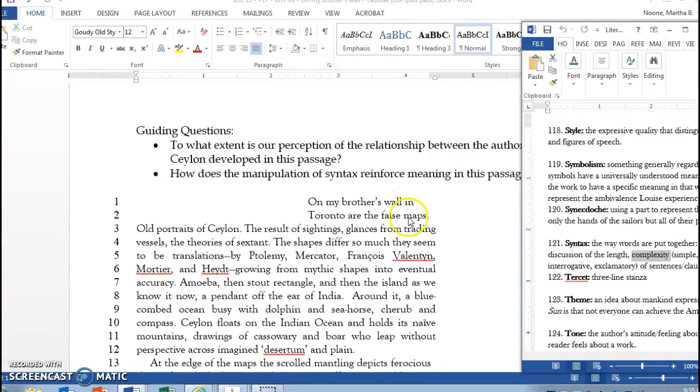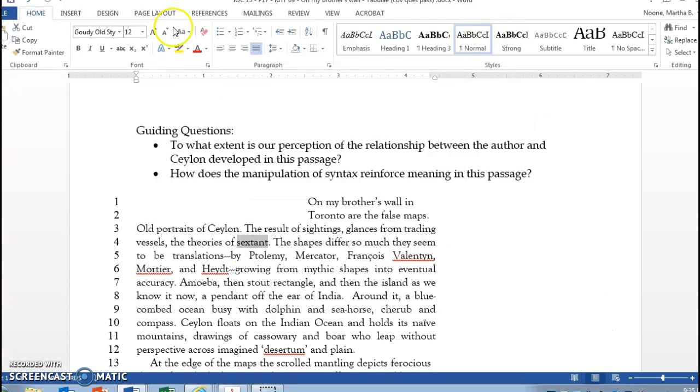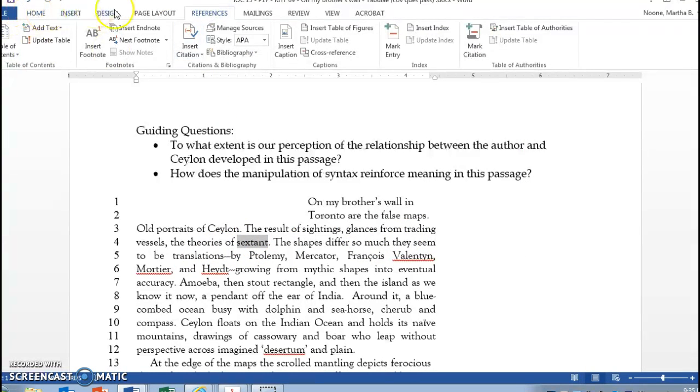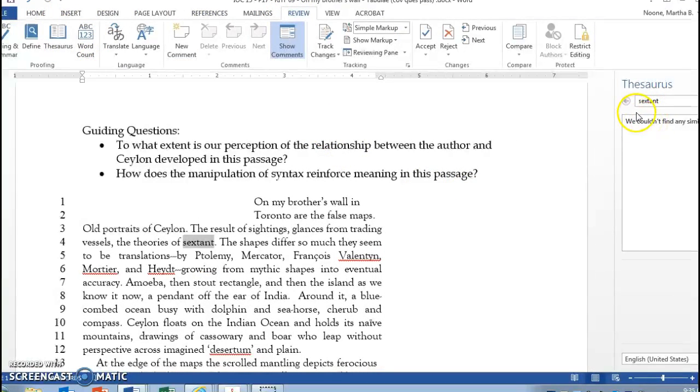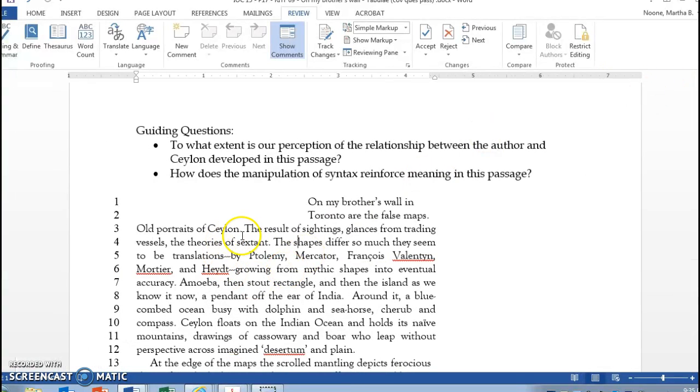"My brother's walls in Toronto are the false maps. Old portraits of Ceylon, the result of sightings, glances from trading vessels, the theories of Sextant." I don't know what that means. I'm going to go into references, review, and then I'm going to look up a thesaurus. They couldn't find anything. So I'm going to look up the dictionary. It's a way of navigating.